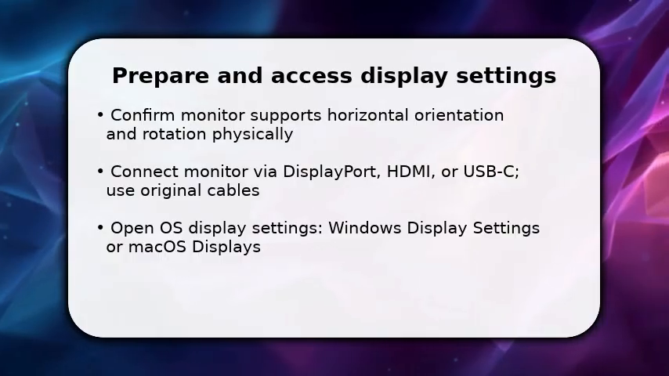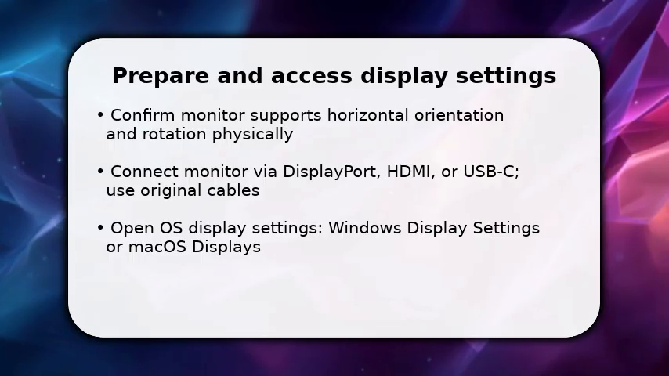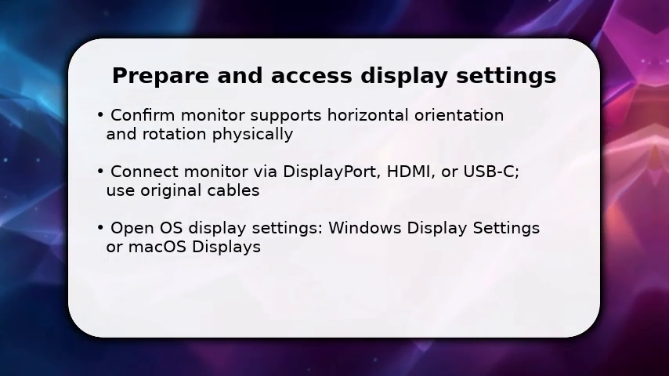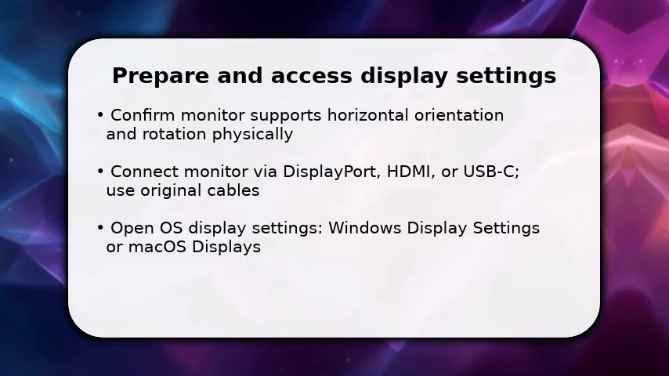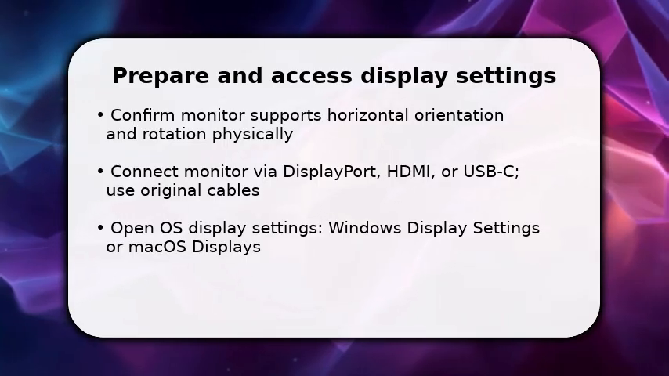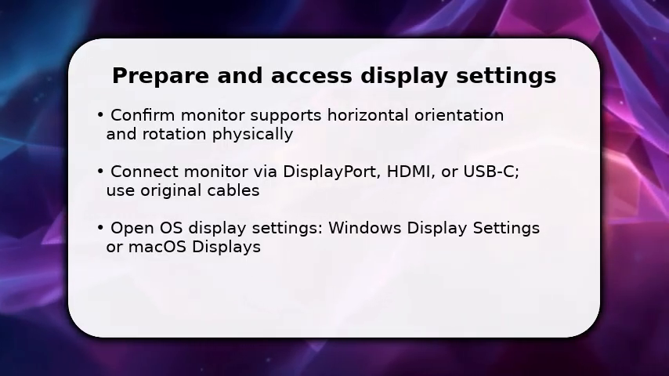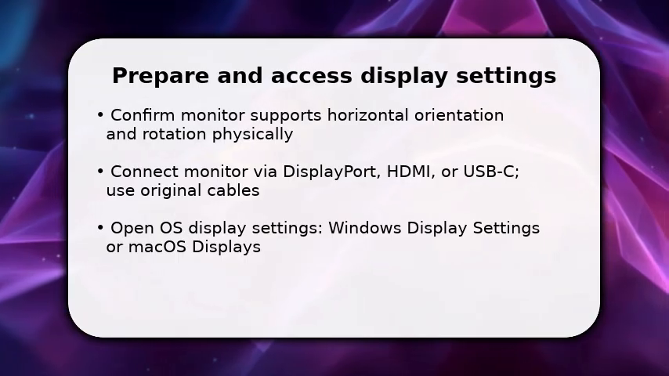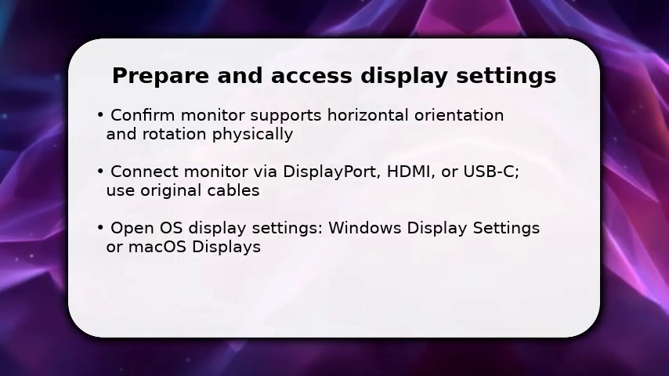You start by checking capability and connection, because if the monitor or cable lacks rotation support, you'll waste time. Once connected, open your operating system's display control panel. On Windows, go to Settings, System, Display. On macOS, open System Preferences, Displays. Make sure detection finds the correct monitor and identifies resolution and refresh rate.